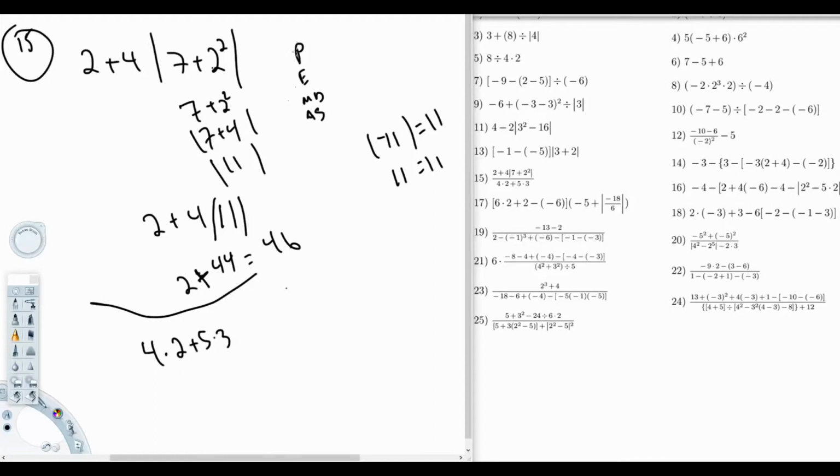So if we go back here, are there any parentheses here? Nope. Are there any exponents here? No. Multiplication, division? Yes. So 4 times 2 equals 8 plus 5 times 3 equals 15 equals 23. So this is 46 over 23, which is really saying 46 divided by 23. And if you take out your calculator, if you can't do the math in your head, it comes out to 2. Is that the good answer? Yes, it is.